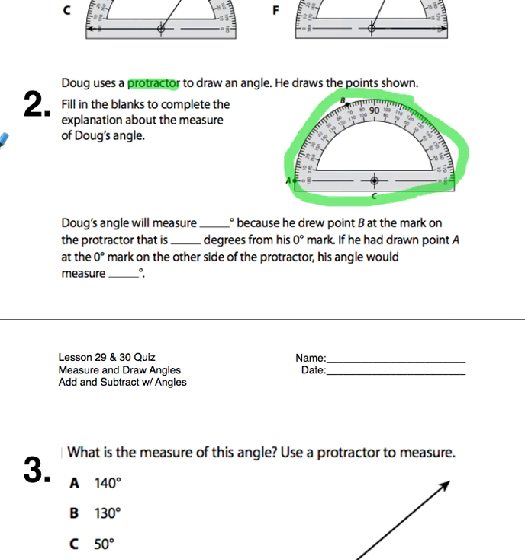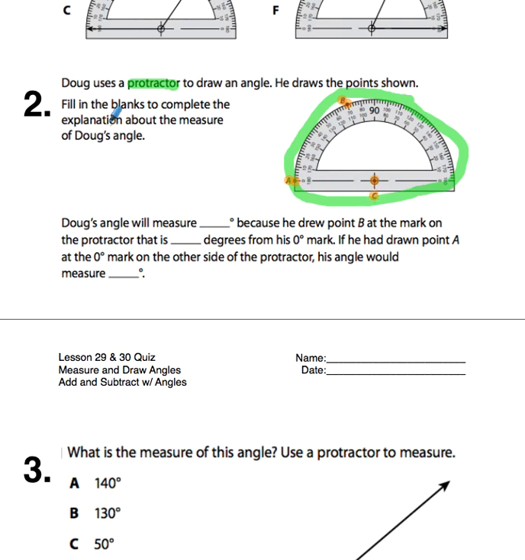All right, so let's read it again. Doug uses a protractor to draw an angle. He draws the points shown. Fill in the blanks to complete the explanation about the measure of Doug's angle. So it says that Doug drew some points. Here are those points. Right? He's got point A, B, and C.